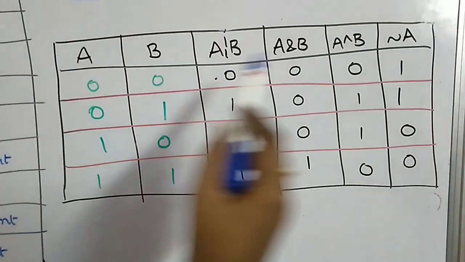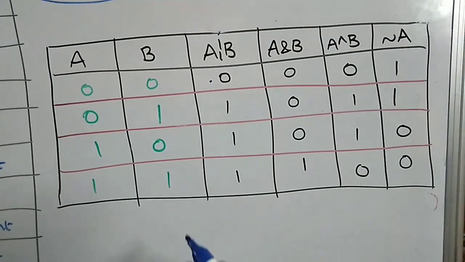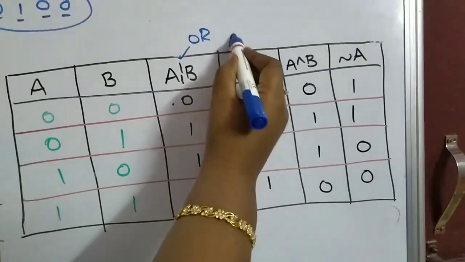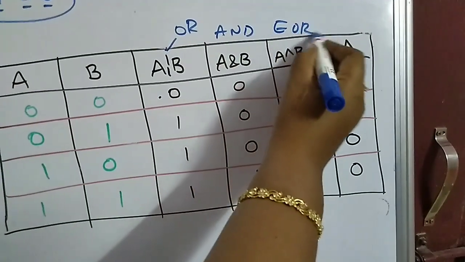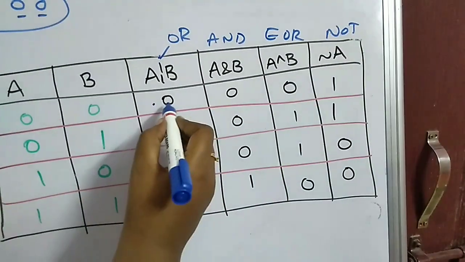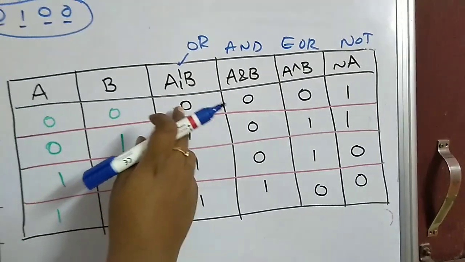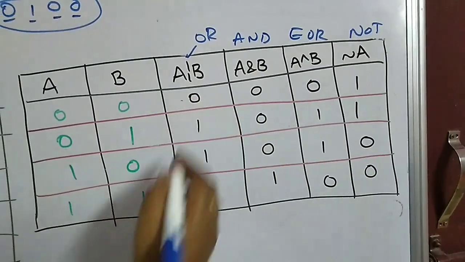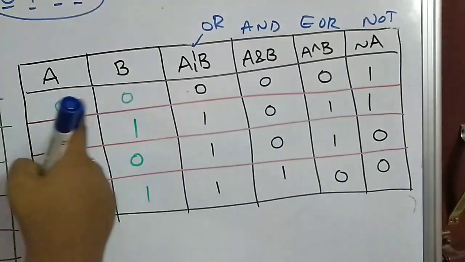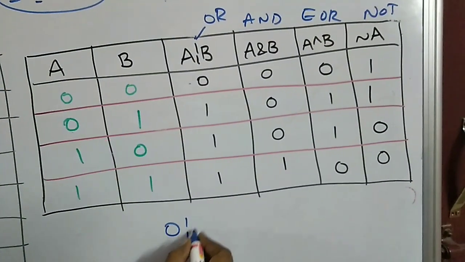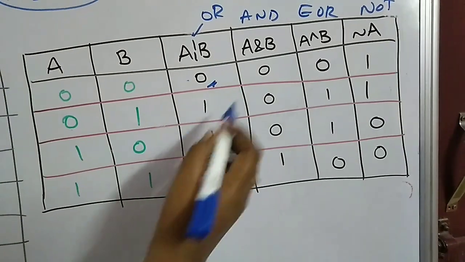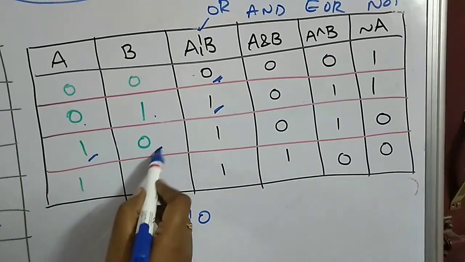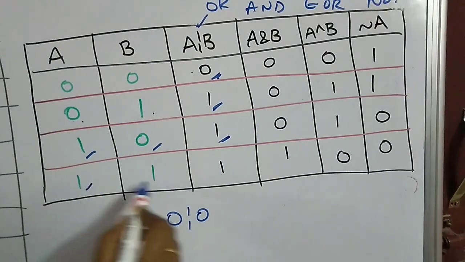Just take a look at this particular table. This table is giving the results of certain operations: this is the OR operation, this is the AND operation, this is the exclusive OR operation, and this is the NOT operation. Each cell shows the result of the OR operation between A and B. What will happen if OR is applied on A and B when the values are 0 and 0? The result will be 0. If the values are 0 and 1, then it will be 1. If the values are 1 and 0, it will be 1. And for 1 and 1, it will be 1.